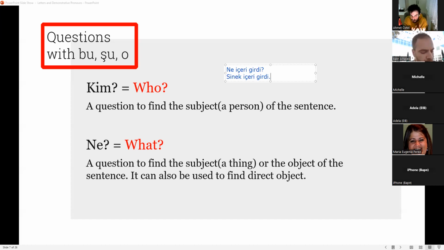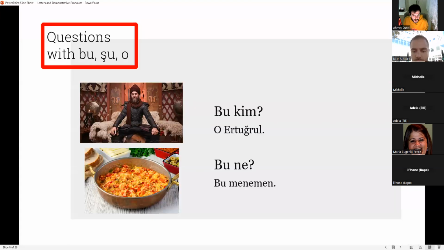So as you can see, I use it to find the subject. But you can also use it in this kind of context. Ahmet ne içti? Ahmet su içti. And over here in my question, I am looking for the object because I already know that Ahmet was the one who drank. And what did Ahmet drink? Water. So we use it to find the object.